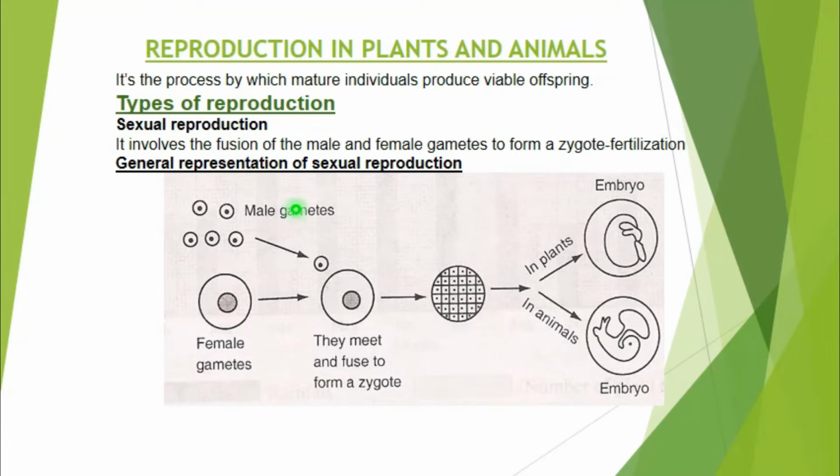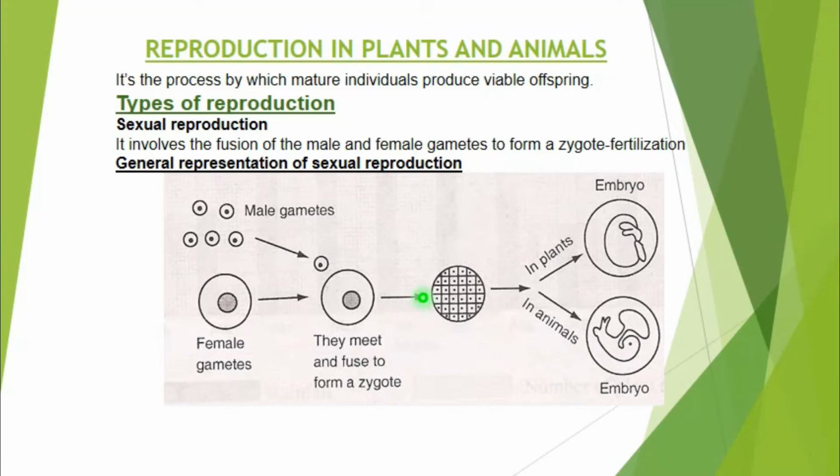Now, how do you illustrate sexual reproduction? You see here we have the male gametes. When we are talking about male gametes, we are talking about sperms, like for human beings. So the male gametes come, and then here you have the female gametes. Both of them join. This is the product of the joining of the male and the female gametes. Once they join, they form what we call a zygote.